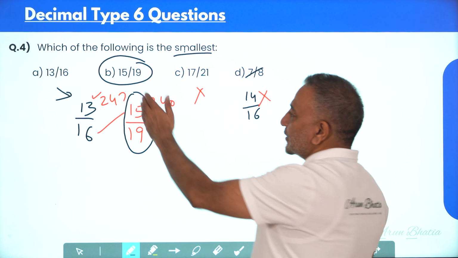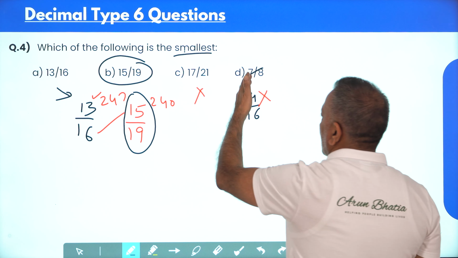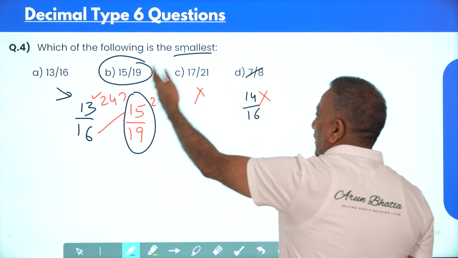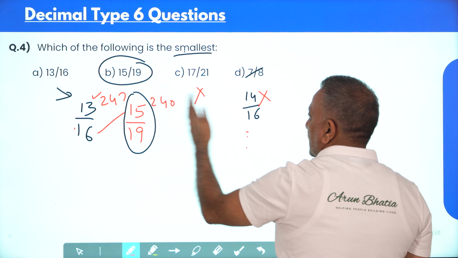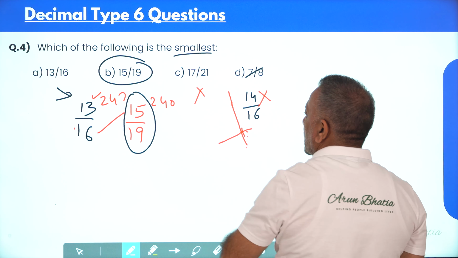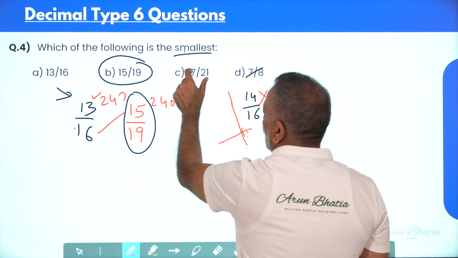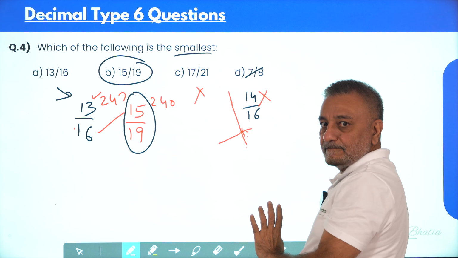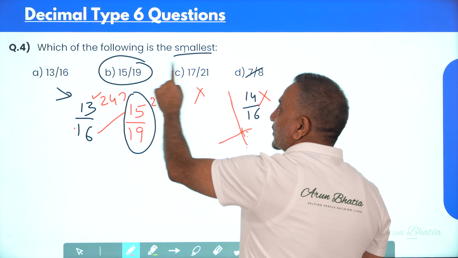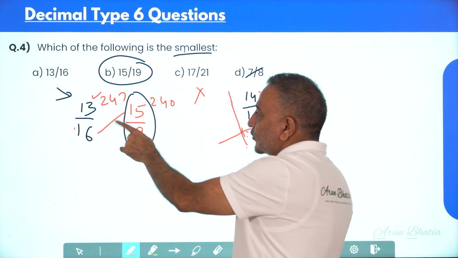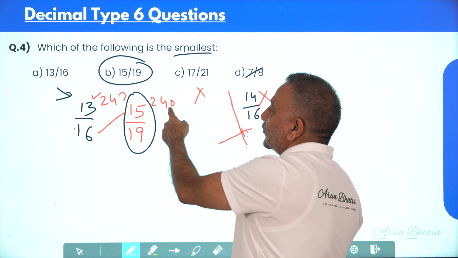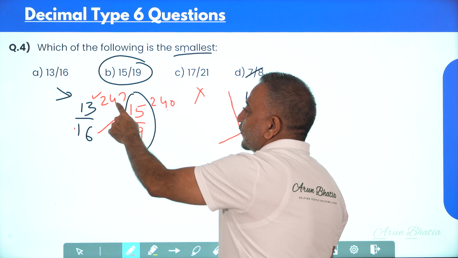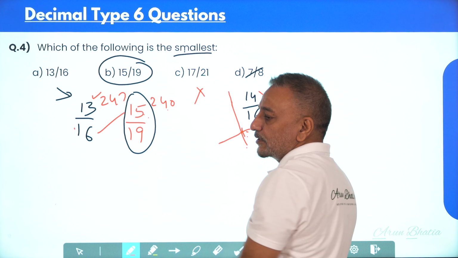I'm repeating the question: this is 13 by 16, I made it 14 by 16. We're looking for the smaller. Between this and this, this is the smaller one, this we don't need. Then we have these two values, with a difference of 4. Which is the smaller one? 15 by 19, because the numerator 15 is smaller than 17. Then you can cross multiply and solve, you find 240 and 247, so this is the smallest fraction.